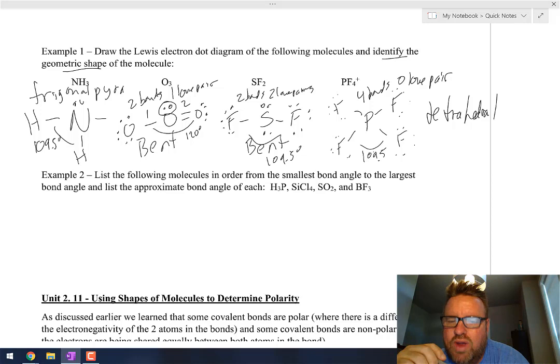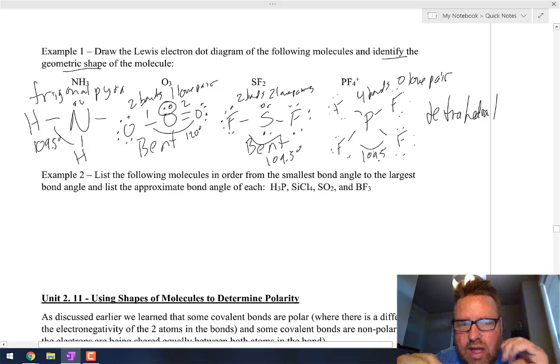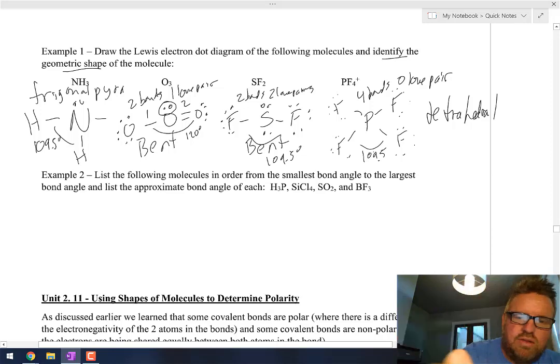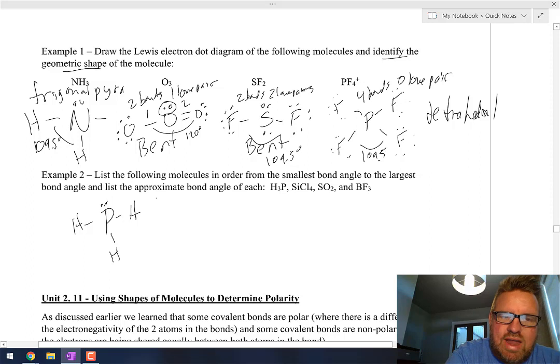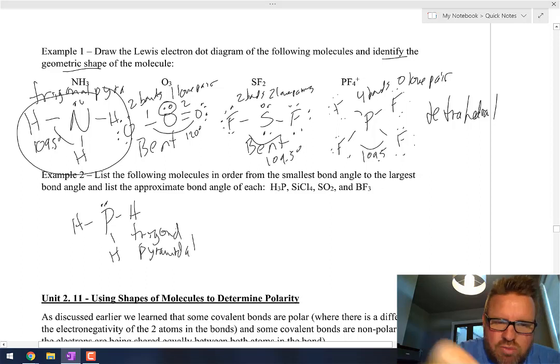In example 2, it says list the following molecules in order from the smallest bond angle to the largest bond angle. To do this, you have to draw the Lewis electron dot diagram, you have to know the shape, and then you can look at the bond angles. For H3P, I'm just going to do these quickly. H3P looks like this, which is similar to NH3 up here. It has 3 bonds and 1 lone pair, so that is a trigonal pyramidal shape. They don't ask for it, but the more you hear it, the better you're going to understand this. Those have bond angles that are slightly less than 109.5.